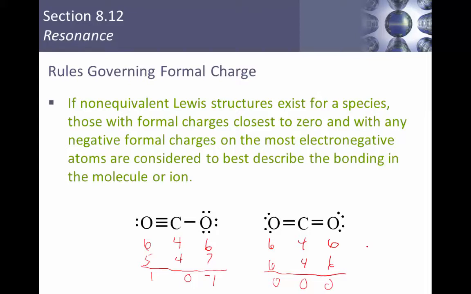So which is going to be correct? Well, the one that's closest to zeros. That's what you're trying to get. And then if you do end up with negative values, they should be on the most electronegative element.